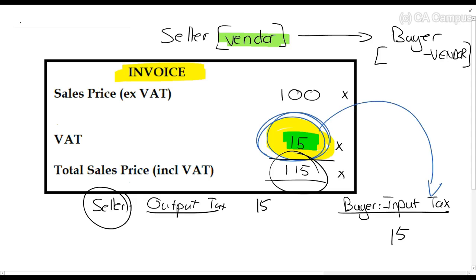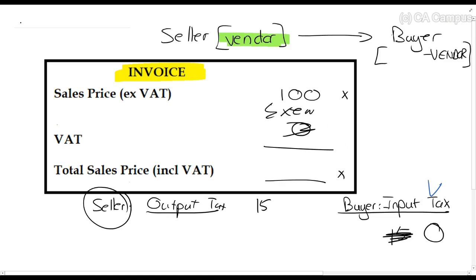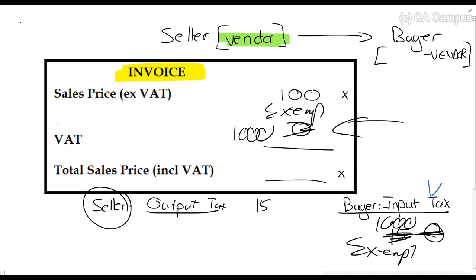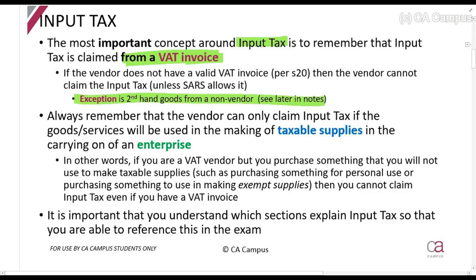So, if that amount over there is nil because it's zero rated, then your input tax over here is nil. If this is exempt, then this is exempt. If this is 1,000, then this is 1,000. So whatever this amount is over there, that is your input tax. So if they tell you in a question, this VAT vendor does not have a VAT invoice, then you can't claim. Very important.